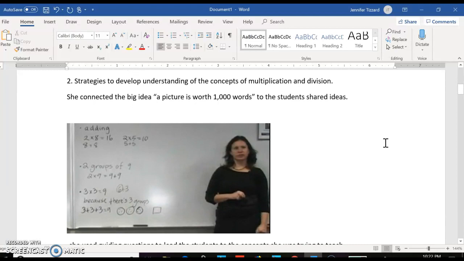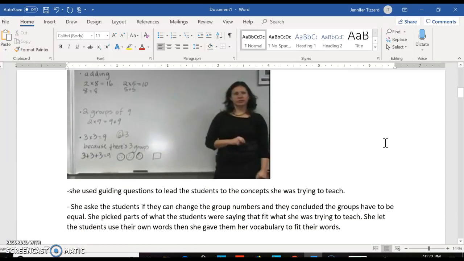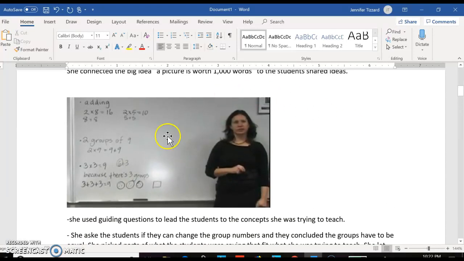Question number 2 was, what strategies did I see that helped us develop the understanding of the concepts of multiplication and division? She connected the big idea, a picture's worth 1,000 words, to the students' shared ideas. You can see here, they said it's like adding, and they said 2 times 8 is 16, is just like 8 plus 8. And they did another example, 5 plus 5 is the same as 2 times 5.